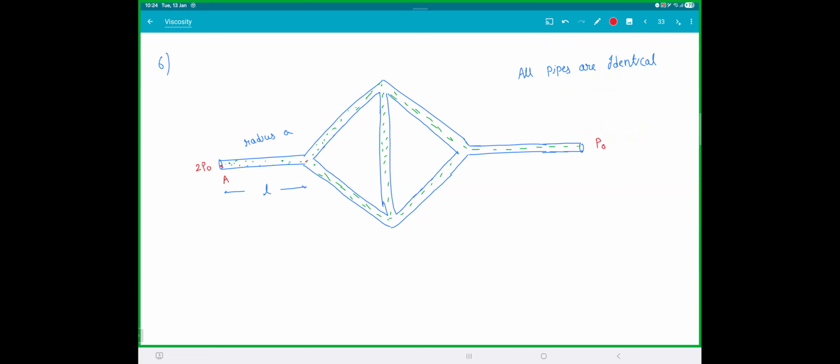Let's call this point A, this is B, this is C, this is D, this is E, and this is F. Find R equivalent. Find the volume flowing per second. And find the pressure at B, C, D, E. I know the pressure at A and F. Find the pressure at B, C, D, and E. Let's get this. Hope you can see this. This is a Wheatstone bridge. Let's see how you do this.